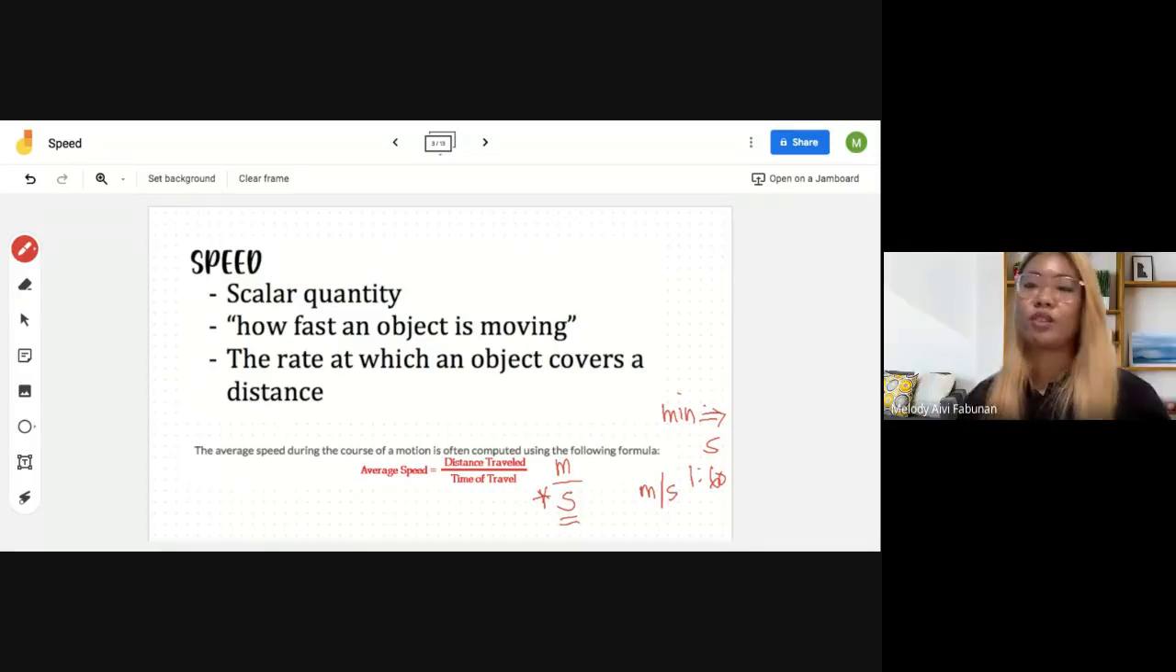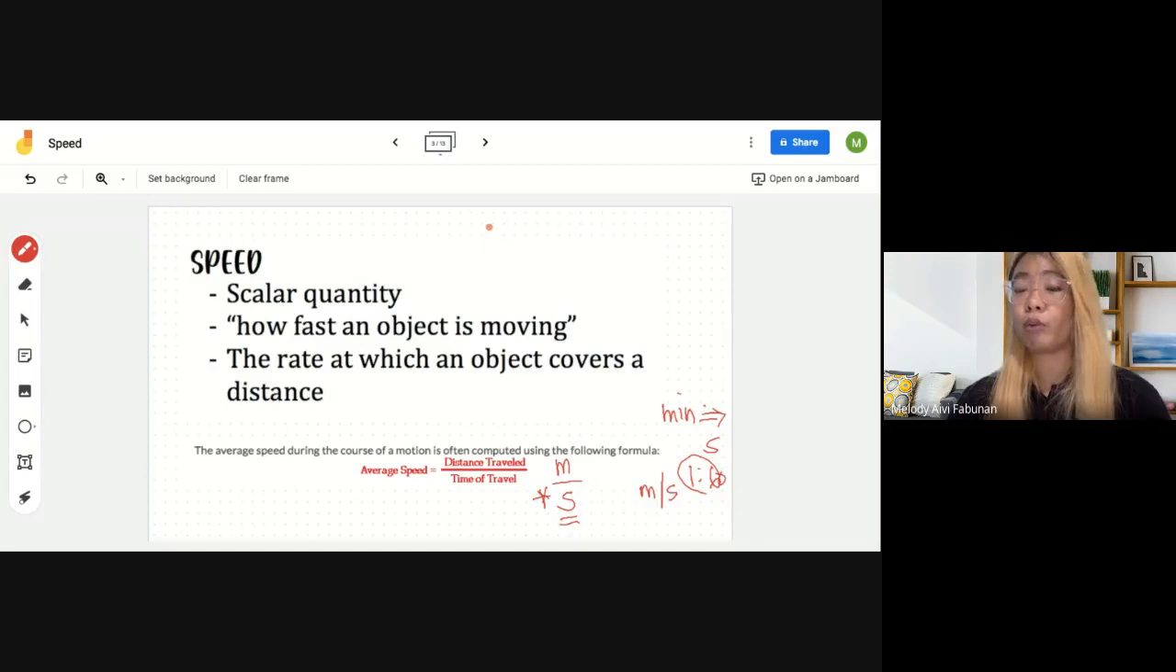We multiply by 60. So, if ang given natin ay 4 minutes, so 4 multiplied by 60, then we have 480. Tama ba? 480 seconds. Kasi ang ating ratio is 1 minute is always equivalent to 60 seconds. Okay? Sige nga, let's have a couple of exercises for converting time before we move on to the next slide.